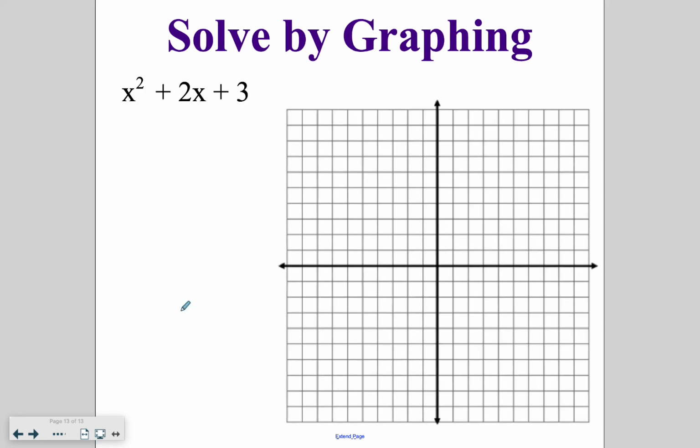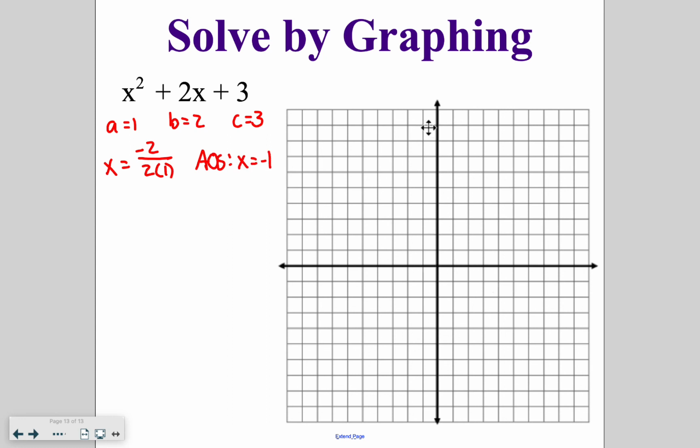Last example here, we've got x squared plus 2x plus 3. So our a value is 1, our b value is 2, and our c value is 3. Axis of symmetry, we're going to take the opposite of b, so -2 over 2 times 1. -2 divided by +2 gives you an axis of symmetry at x is equal to -1.